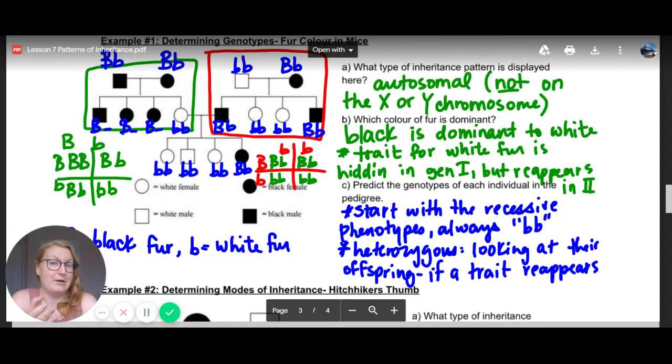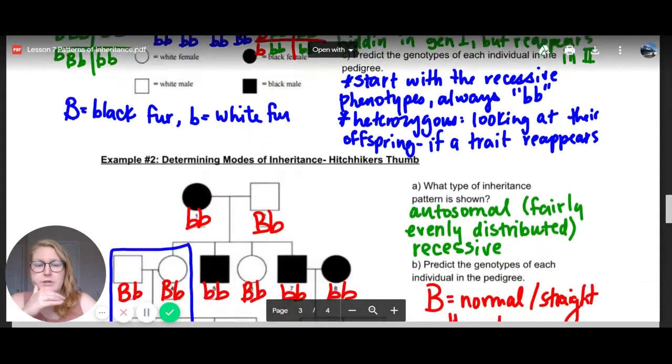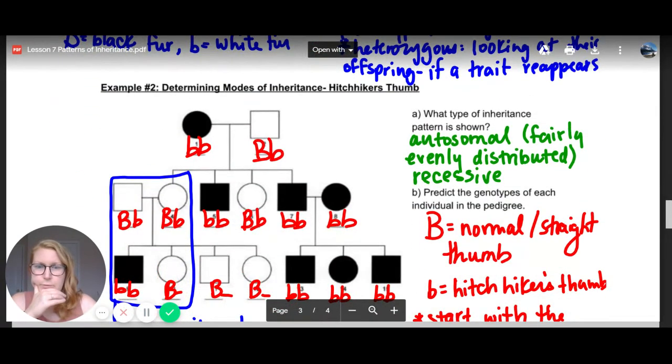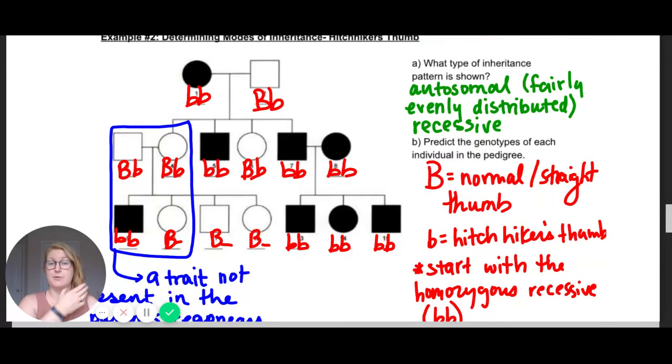So without looking at their offspring, I cannot say for sure what their genotypes are. And that happens often when you have a small Punnett square. So that's just something to keep in mind as well. We're going to go on to another inheritance pattern, which is also autosomal.